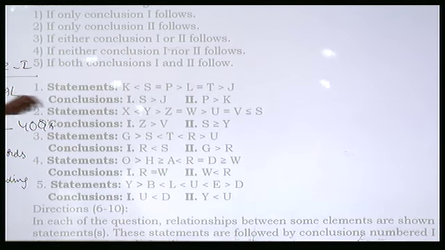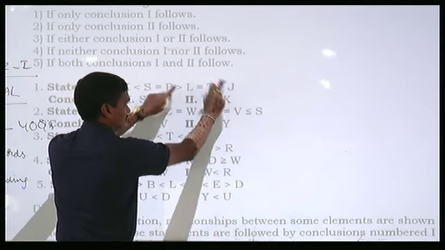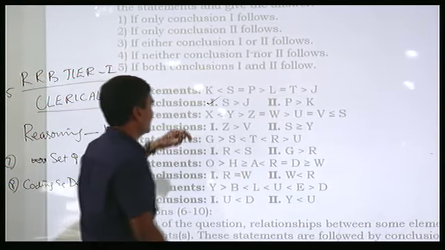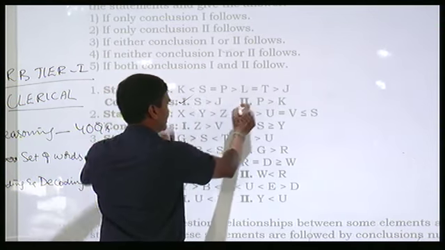Then, how to solve this one? S and J. S and J greater than, that's it. This is how you are supposed to work it out. Then the second one, P and K. K is here, P is here, K less than P, P greater than.